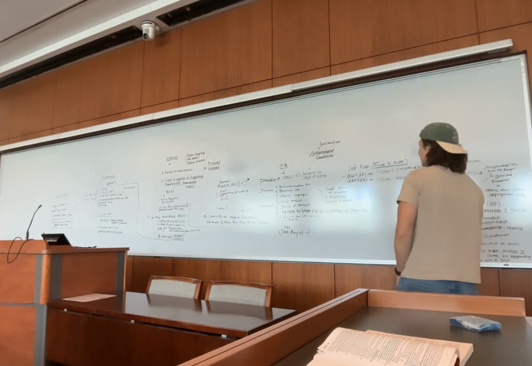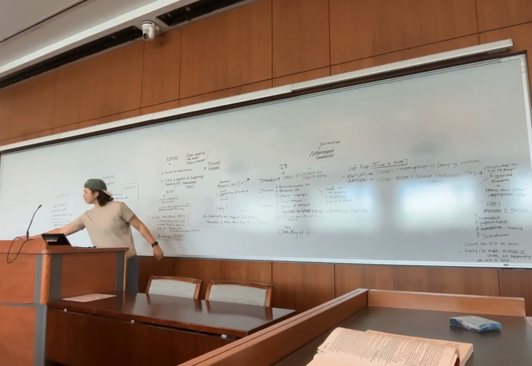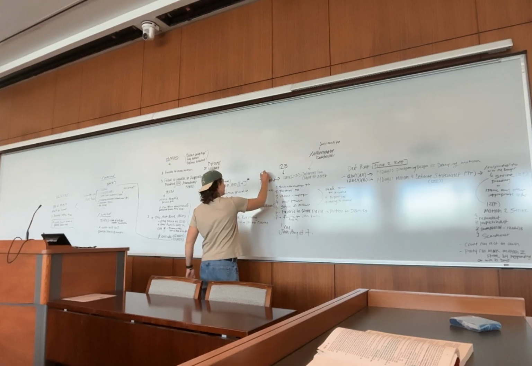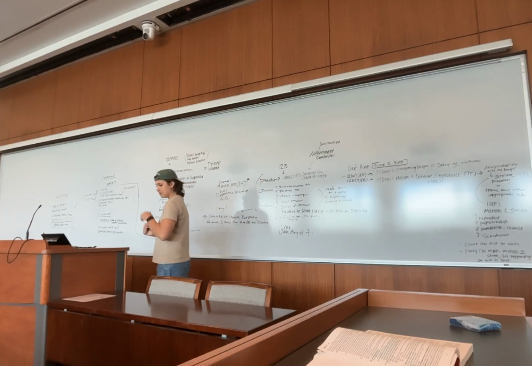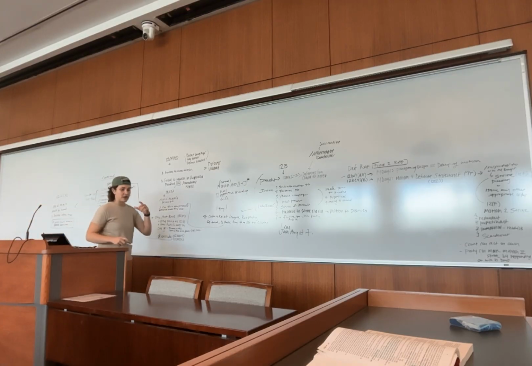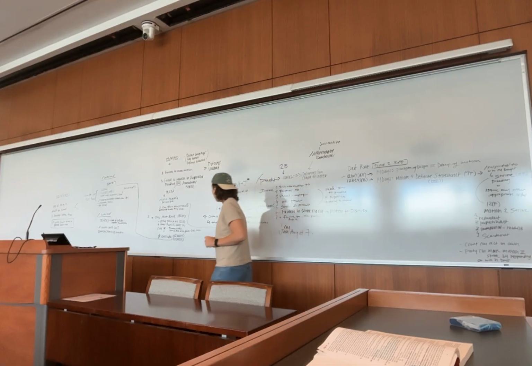Okay, let's start. It all starts with 12B, right? So 12B basically are those defenses that the defendant can raise in response to a claim that has been sent to them, right?